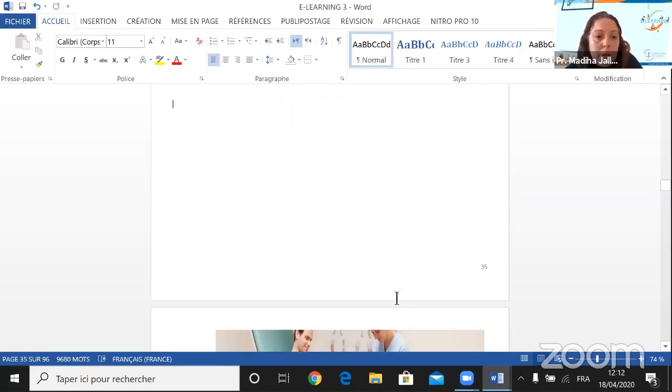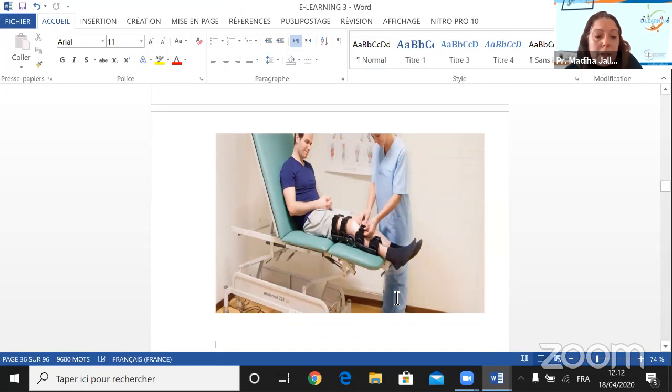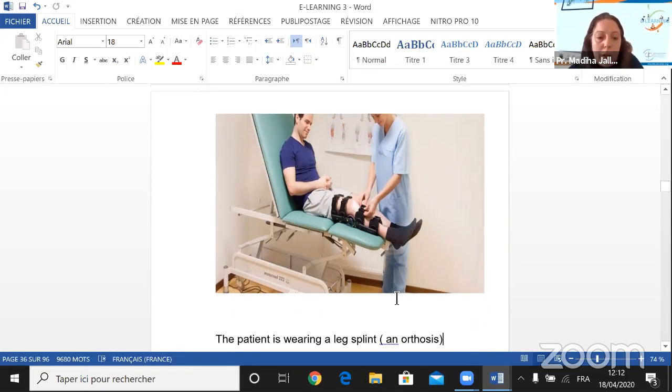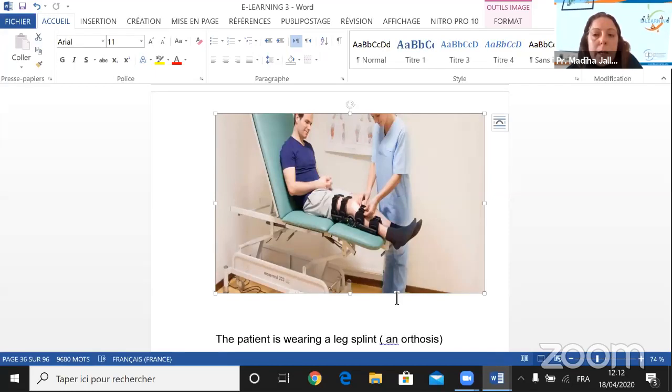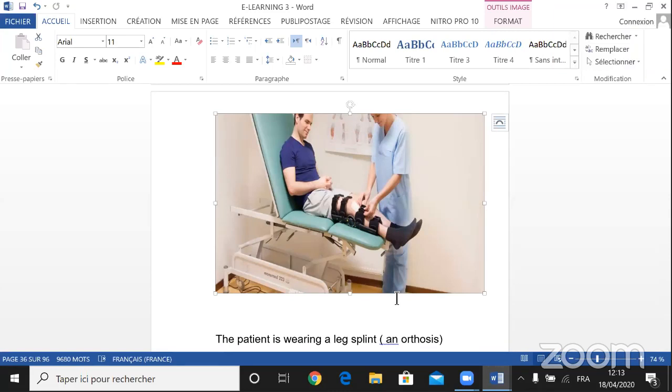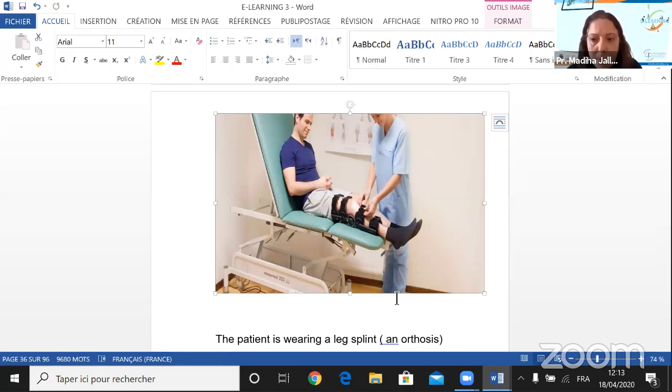Okay, so next you have another picture showing a worker fitting what in the patient's leg here. What is he fitting? What is he fixing? What is he fitting? Is it the fit? No disease. He's fitting what?